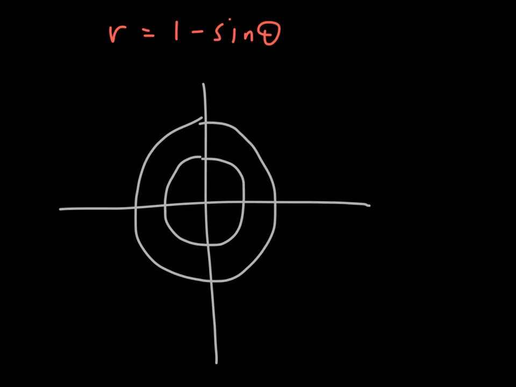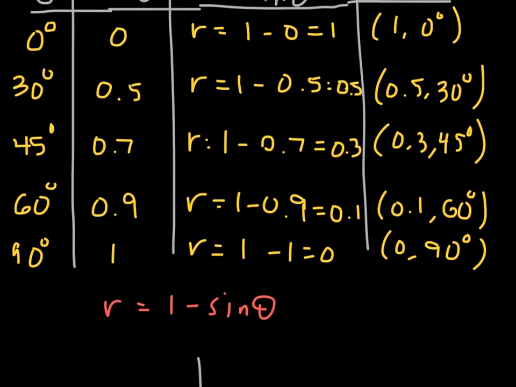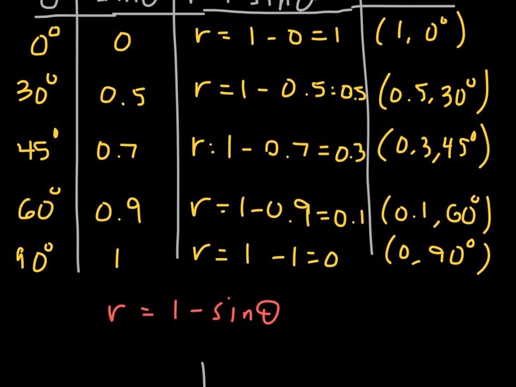Okay, I'm going to start plotting here. I invite you to continue to generate ordered pairs. So I'm going to start plotting some of these so I can show you. One of them that I want to plot is r equal to 1, and then theta is 0 degrees.